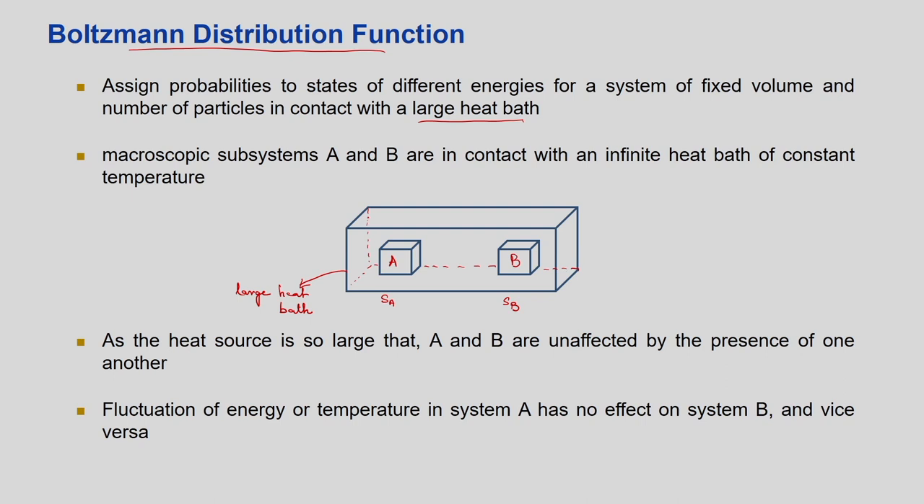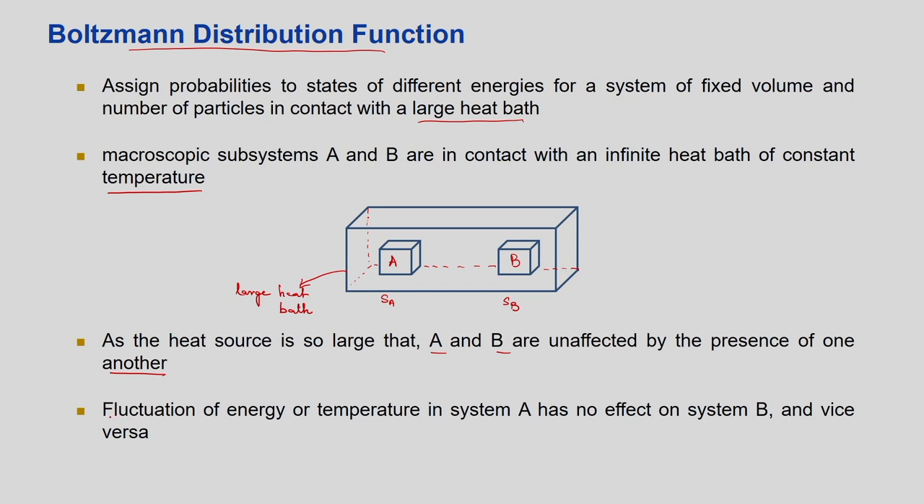So, the macroscopic systems A and B are in contact with an infinite heat bath of constant temperature. If they are at constant temperature, it means they will be able to supply energy to either A or B. The temperature of the infinite source of heat does not change. As the heat source is so large, A and B are unaffected by the presence of one another. So, A does not know that B is there. Any changes happening in B will not show up in A, and vice versa. They are unaffected, but they are within the thermal reservoir.